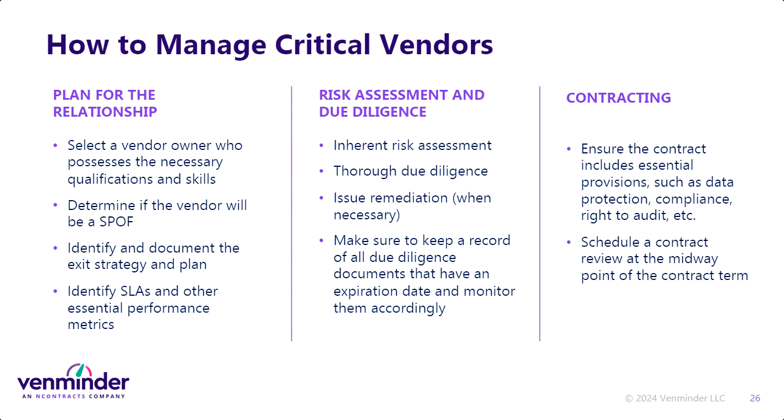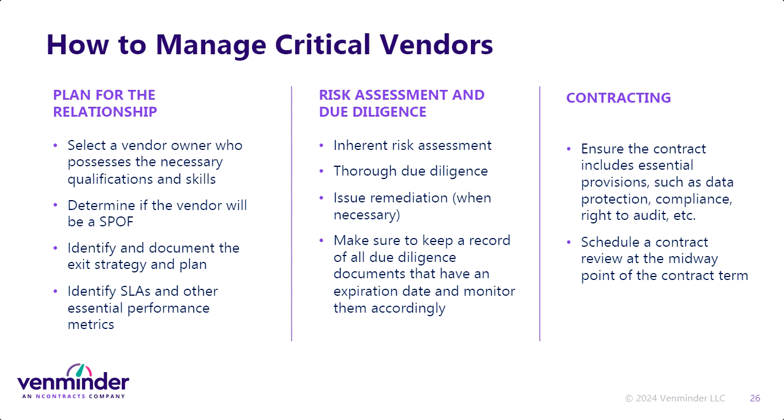Planning should also involve determining if the vendor is a single point of failure and identifying an exit strategy and plan. So you know right from the start whether you'll be using an alternate vendor or bringing the activity in-house or discontinuing the activity altogether. You should also be identifying your service level agreements and performance metrics to be used in the vendor engagement.